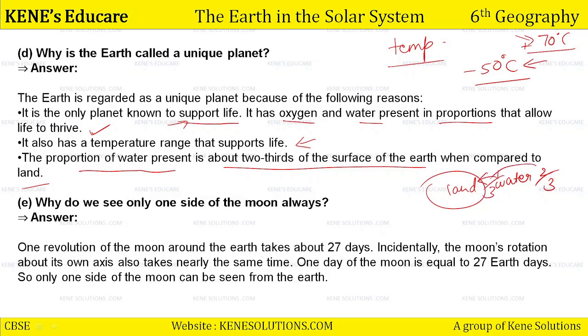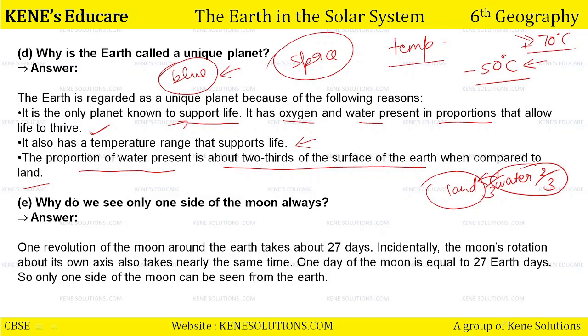Okay? तो इतने वाटर के प्रेजेंस की वजह से भी ये एक ब्लू प्लैनेट कहलाता है, एक यूनिक प्लैनेट कहलाता है. हम इसे ब्लू प्लैनेट कहते हैं क्योंकि अगर आप स्पेस में जाओगे तो आपको अर्थ ब्लू कलर का दिखता है, बिकॉज ऑफ द मास लेवल ऑफ वाटर प्रेजेंट ऑन द अर्थ.